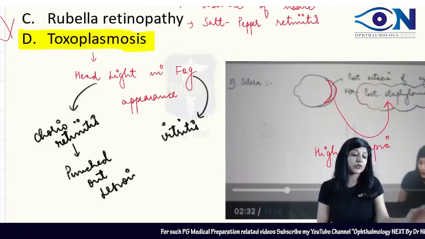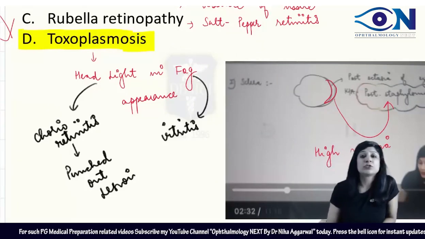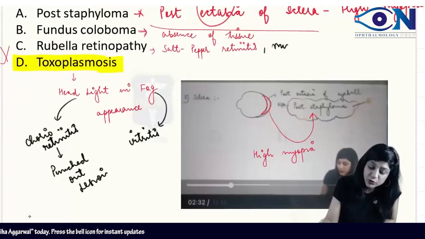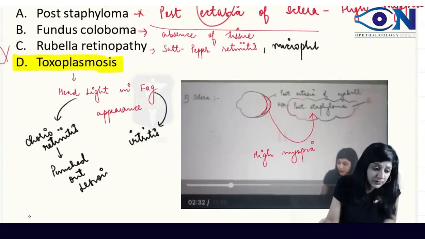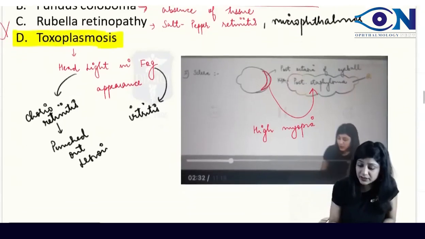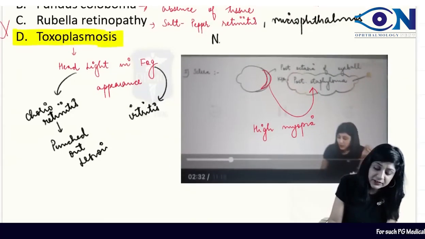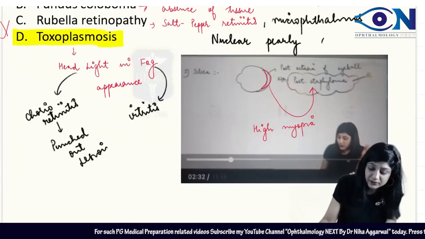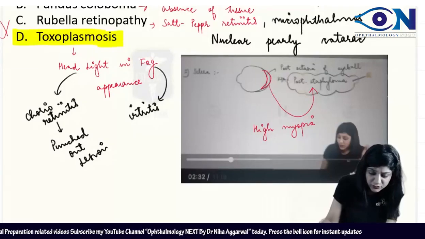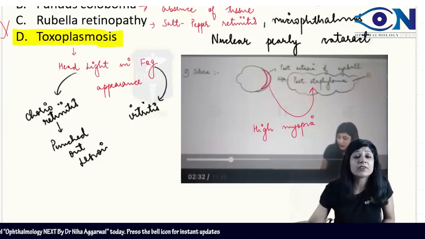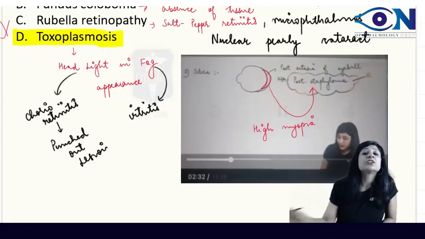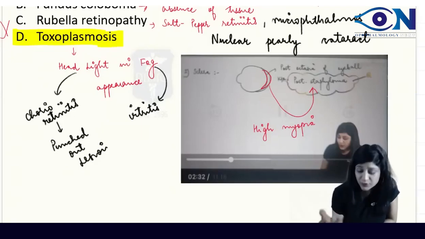even in rubella we do not get the punched out lesions. We get the salt and pepper retinitis, or we get microphthalmos, and then we get a cataract, the nuclear pearly cataract. The kind of lesion you get in the retina is a salt and pepper retinitis. So according to me, the answer should be toxoplasmosis, if they have asked it is found in.